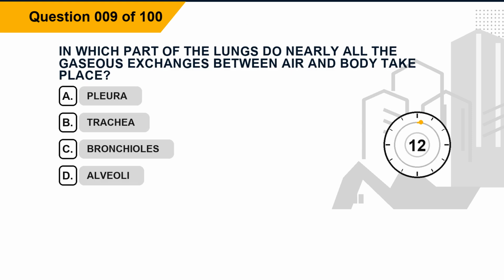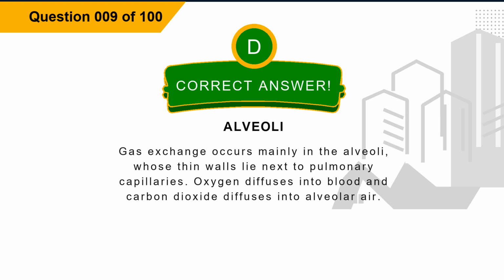Question 9. In which part of the lungs do nearly all the gaseous exchanges between air and body take place? Option A, pleura. Option B, trachea. Option C, bronchioles. Option D, alveoli. The correct answer is option D, alveoli. Explanation. Gas exchange occurs mainly in the alveoli, whose thin walls lie next to pulmonary capillaries. Oxygen diffuses into blood and carbon dioxide diffuses into alveolar air.